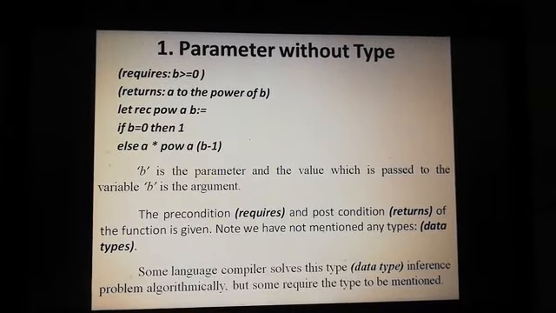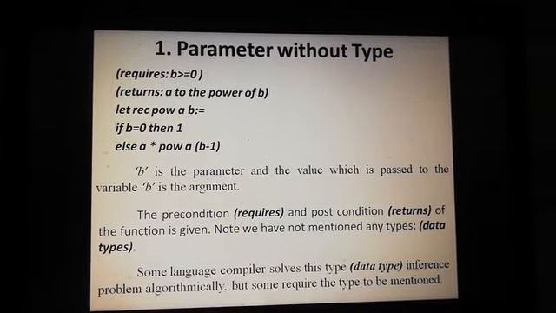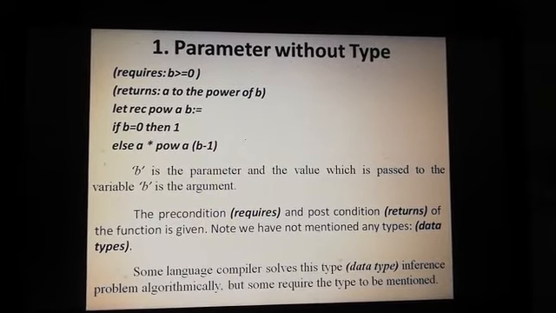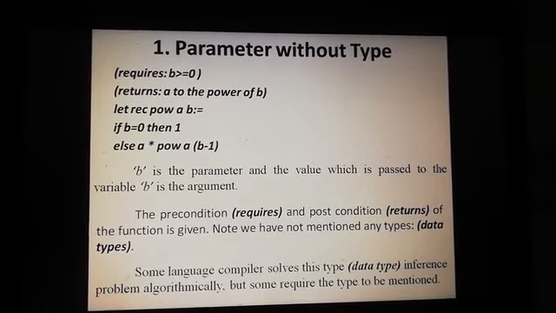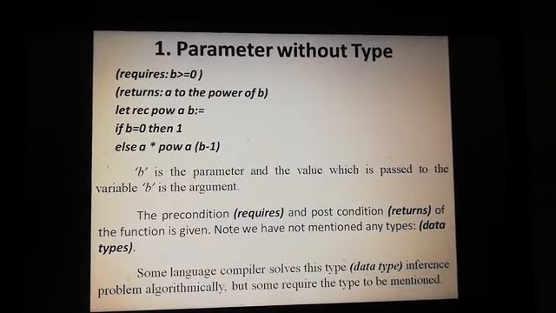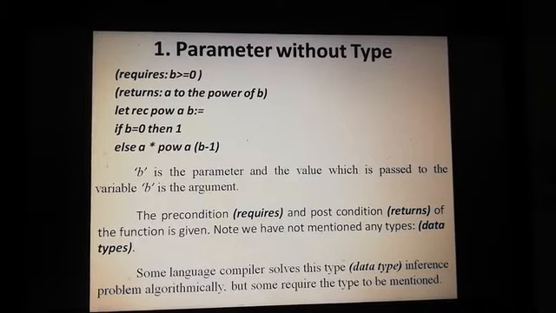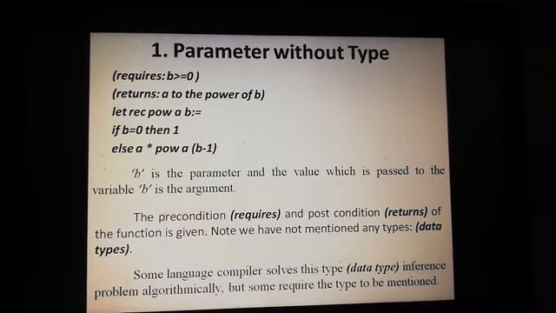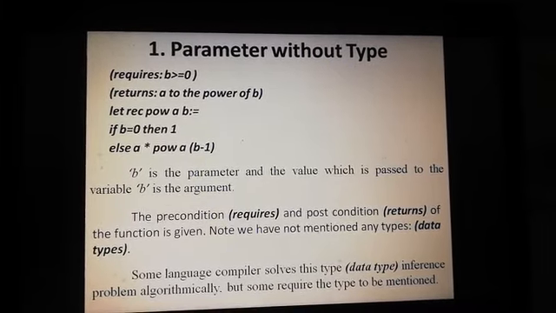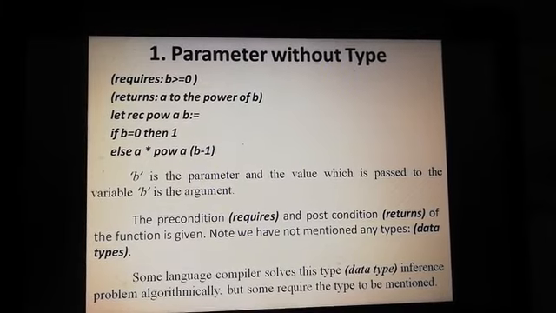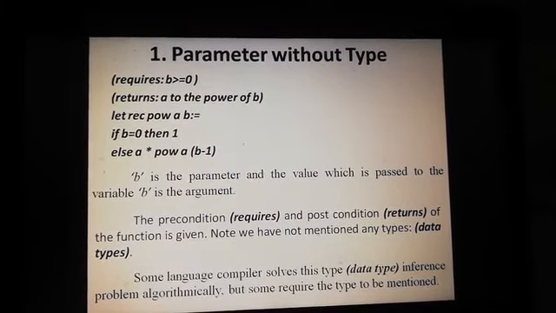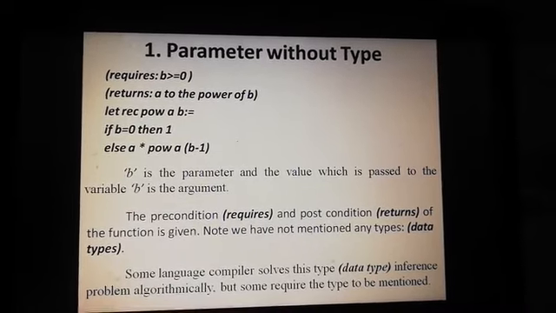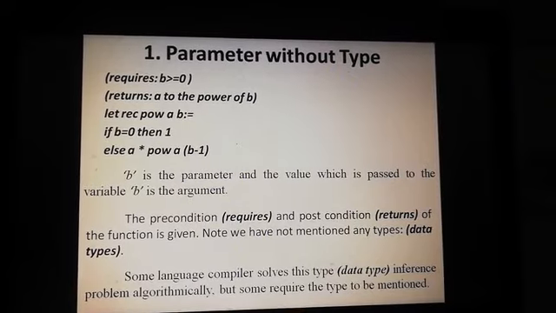Here b is the parameter of this program or function, and p is initialized to 0. In this program, the precondition means starting with requires, that means the b value must be greater than or equal to 0. Below that is not acceptable. The post condition is return, that means at the end of the function, it returns the sum of the value.